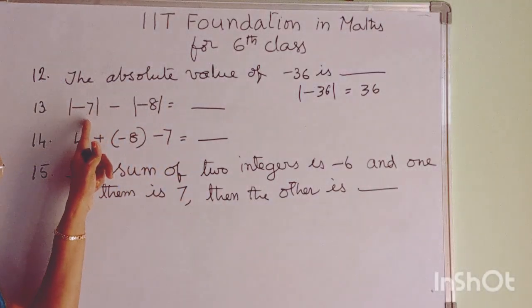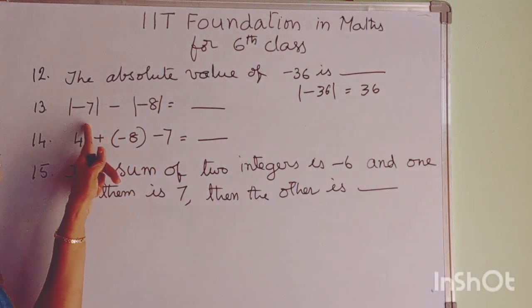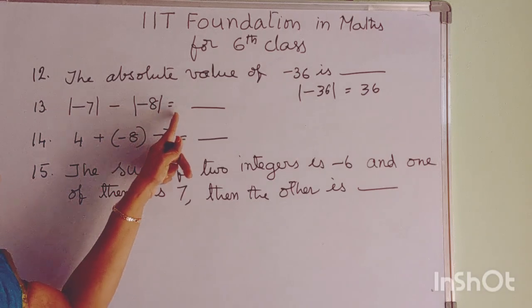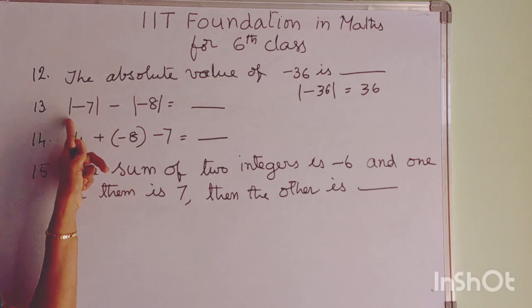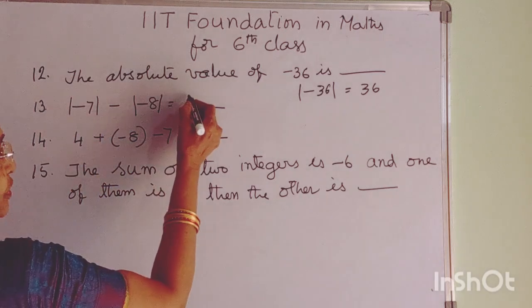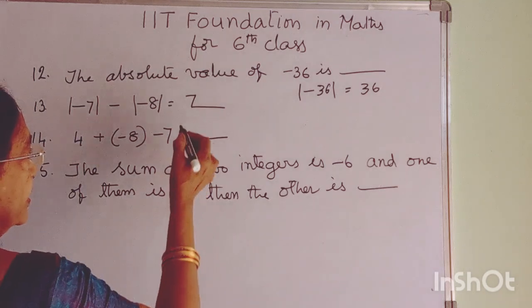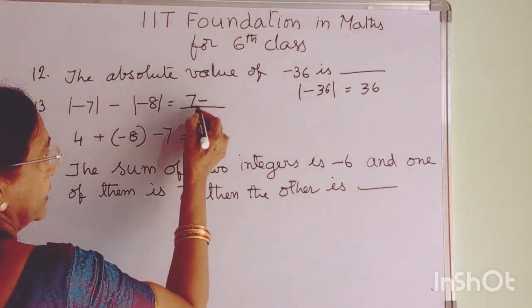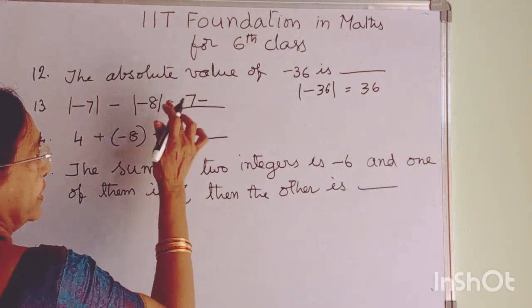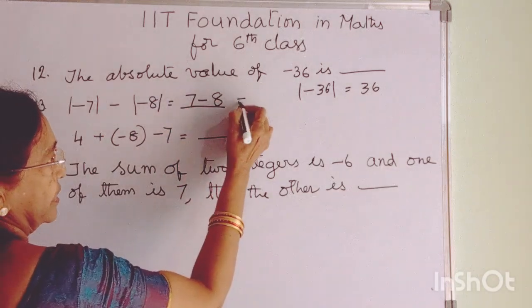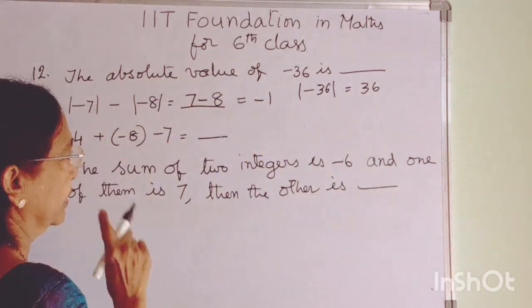Next, modulus of minus 7 minus modulus of minus 8 is equal to dash. Modulus means absolute value. Absolute value of a number is regardless of its sign. It is written 7 minus absolute value of minus 8, which is 8. So 7 minus 8 is equal to minus 1.